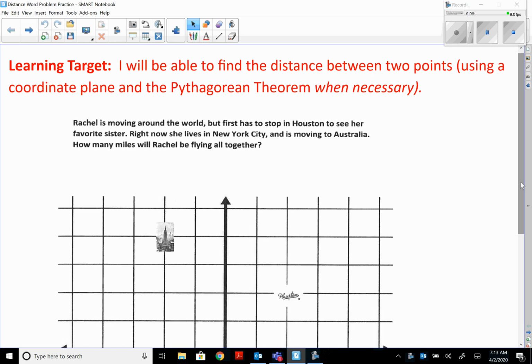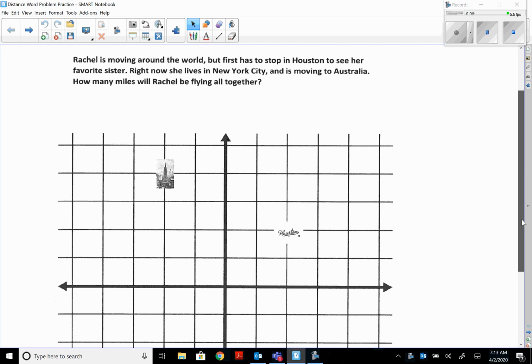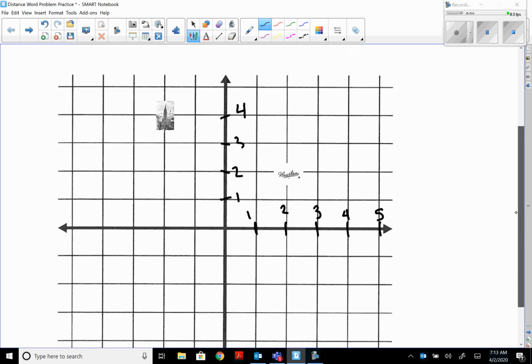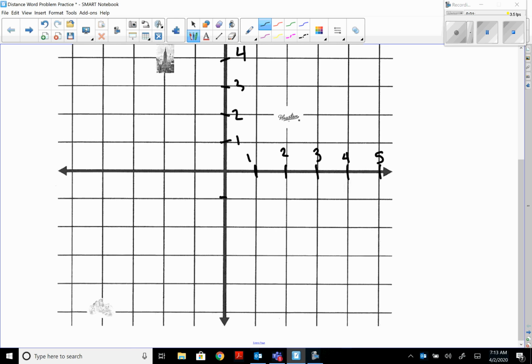First thing I notice is that our grid does not have any labels, so we're going to go ahead and label it right now. Even though I know that this is going to be a much greater scale because we're talking about miles between US cities, let's just keep it simple and label these going by ones. That will help us simplify this problem. Okay, so notice Australia is down in quadrant 3, so we're going to have some negatives here.